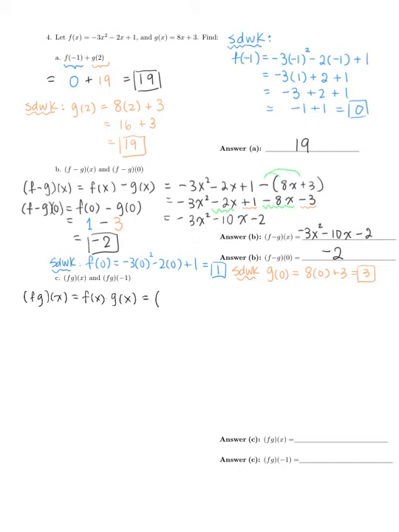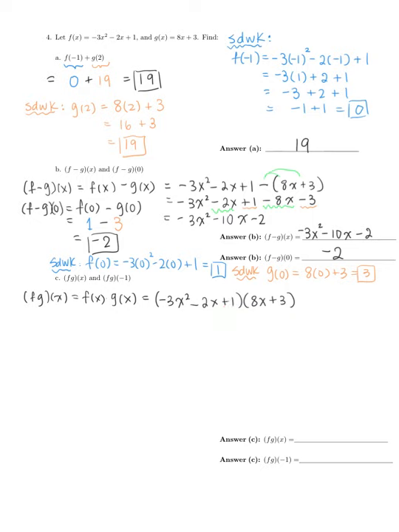So here you're going to have f of x, which is negative 3x squared minus 2x plus 1, and multiplying here by g of x, which is 8x plus 3. All right, we can do this. So we're going to multiply this out. First I'm going to take negative 3x squared and distribute that to 8x and then 3. Next I'm going to take minus 2x and distribute that to each term of g of x, and then distribute the 1 to each term.